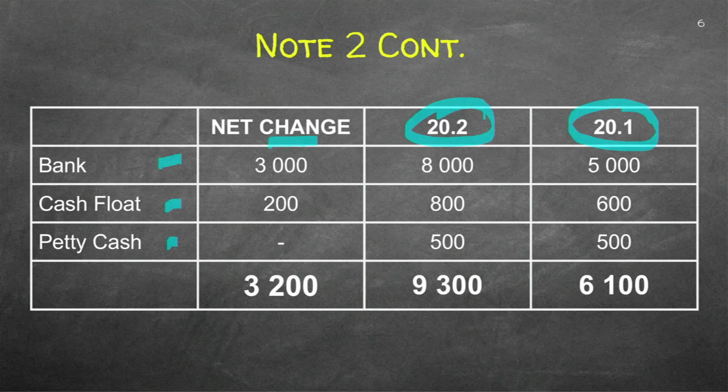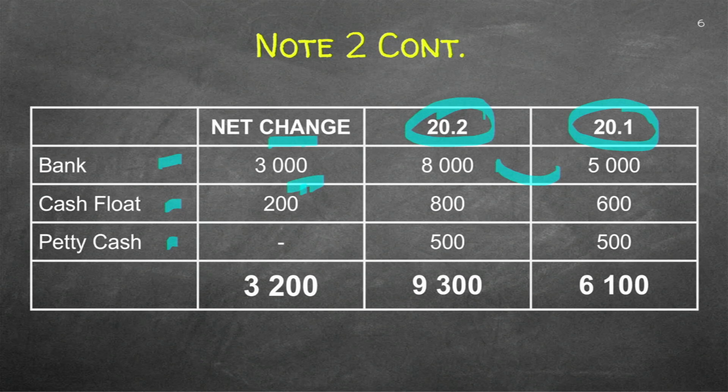Let's take them one at a time. If we look at bank, at the beginning of the year, we had 5,000 Rand, and at the end of the year, we had 8,000 Rand. If I subtract the one from the other, I will see that there has been an inflow of money of 3,000 Rand. All happy with that? Quite simple. And so the net change is 3,000 Rand.